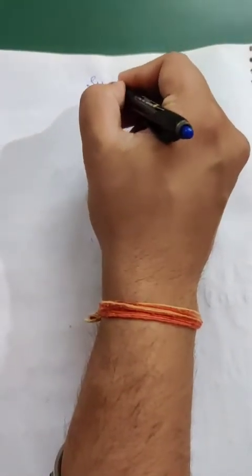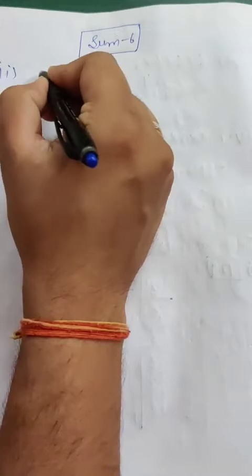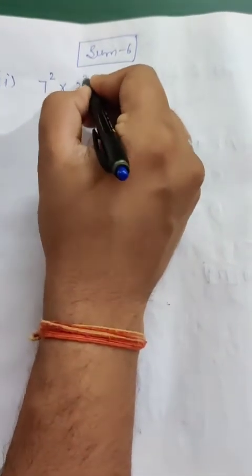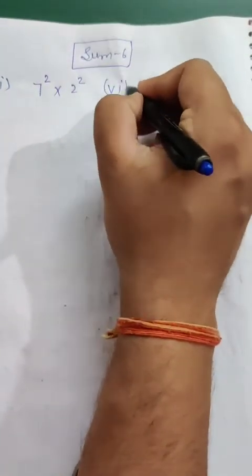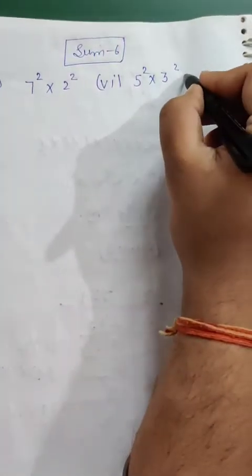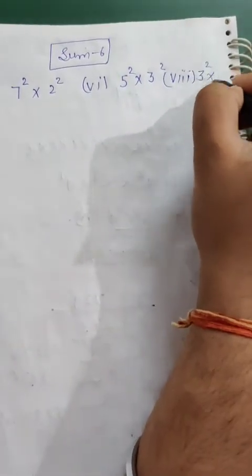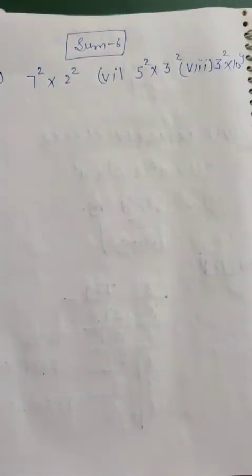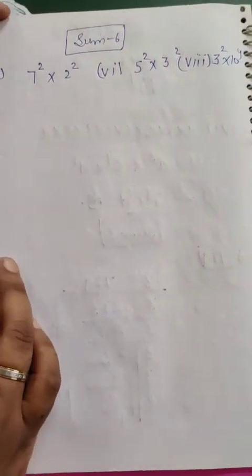Now let's see next, that is sum sixth. Sum 6 is basically the simplification. So let's do the second part, 7 square multiply 2 square, then we will do the sixth part, that is 5 square multiply 3 square, and then we will do the eighth part, that is 3 square multiply 10 raised to the power 4. So these are the three parts that we have to simplify.